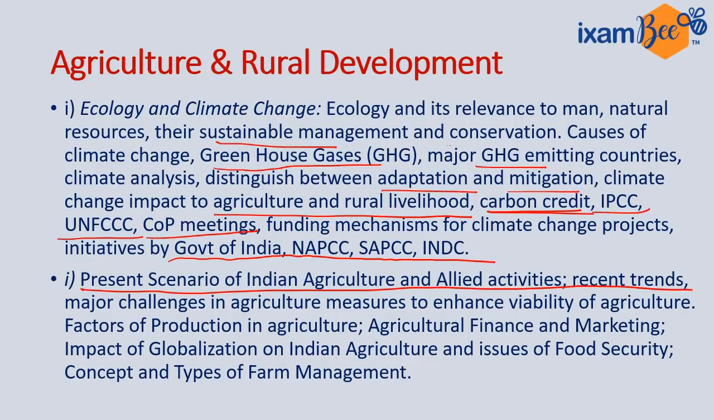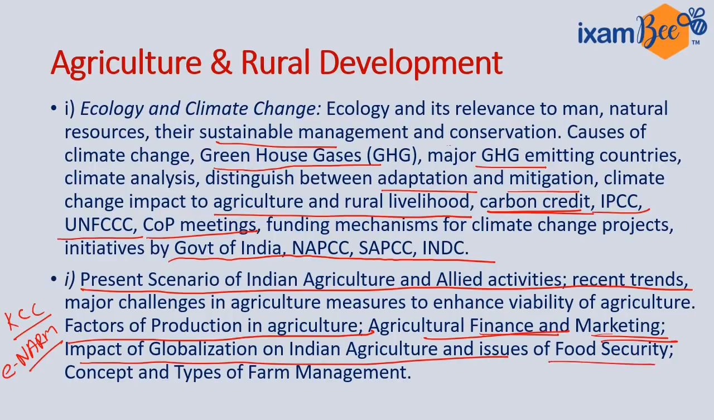So you shall know all important data related to agriculture and also agriculture economics, the factors of production in agriculture, agriculture finance. As I said about the rural finance, the rural credit, you shall know about agriculture finance, the important product like Kisan Credit Card, and also about agriculture marketing. In recent time there is a talk about eNAM, you will find that in our budget document, budget summary, and impact of globalization on Indian agriculture, issue of food security, concept and types of farm management. You shall have an understanding of all these.